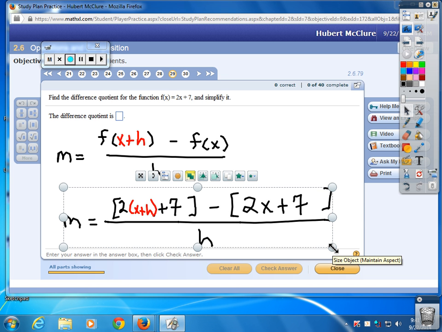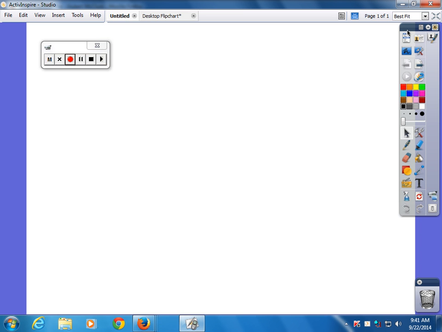Okay, I'm going to go to the white page so I can work with this a little bit better, because on the transparency, I can't work well. So I'm going to change it to 2x plus 7. f of x is equal to 2x plus 7.